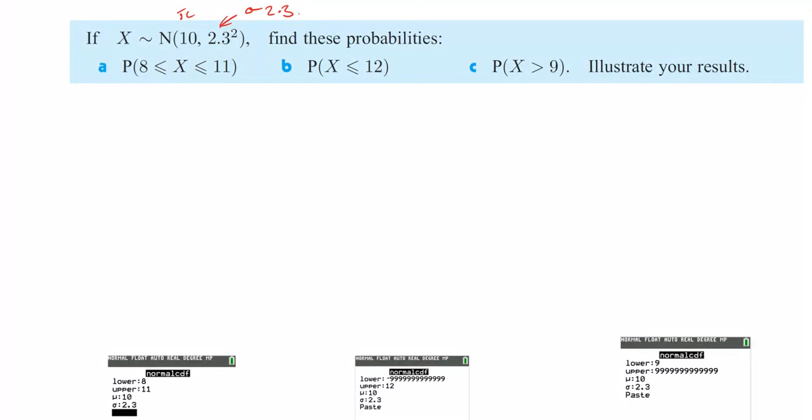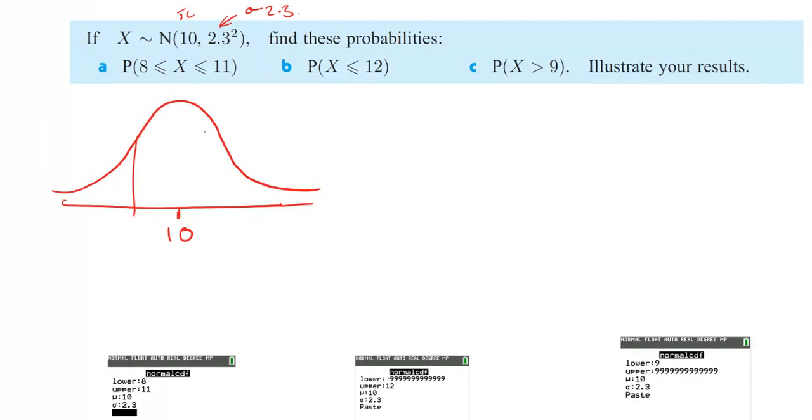So we need to work out the probability that we are between 8 and 11. Now, for every one of these questions, you need to draw a diagram so we can check that our answers make sense and we haven't made a mistake. So every single time, try to do this. We know we're centered around 10, and that means that when we have our 8 and our 11, we're looking for this area here.